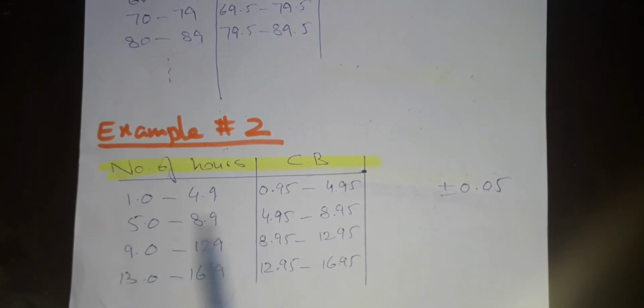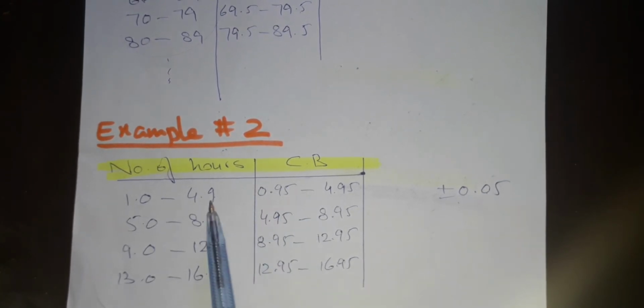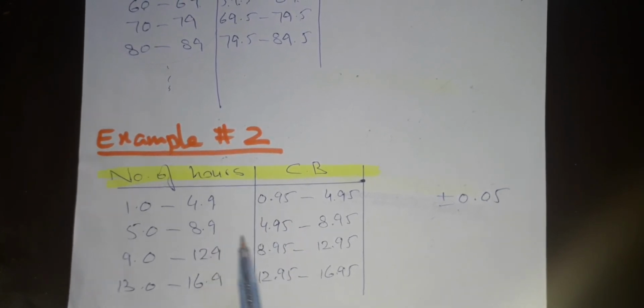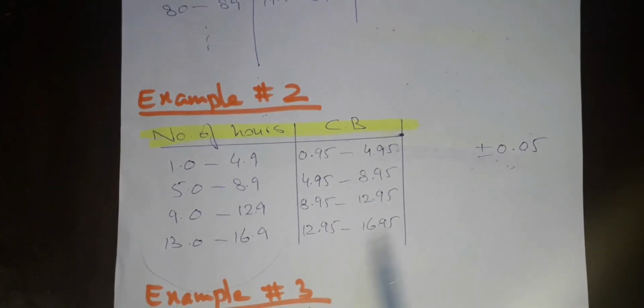So we have to plus minus this one. 1 minus 0.05, and we get 0.95 right here. 4.9 plus 0.05 right here. 5 minus 0.05 right here. 8.9 plus 0.05. In the lower values we have to subtract this value, and in the upper values we have to add this value, and we get the result that the boundaries are the same: 4.95, 4.95, 8.95, 8.95, in the same way.